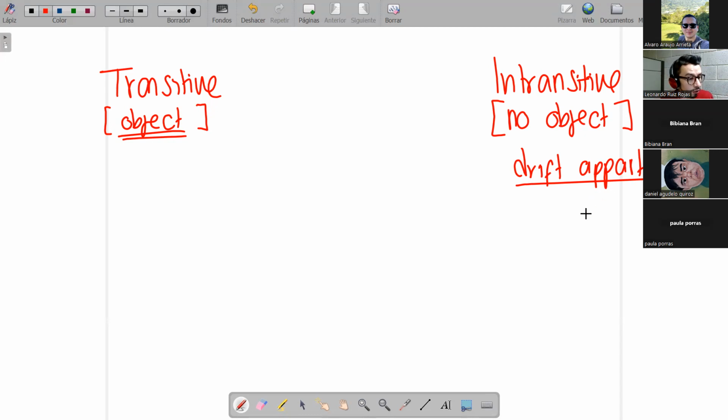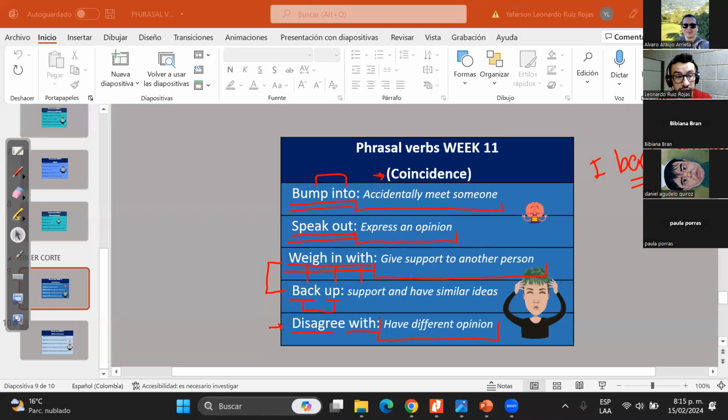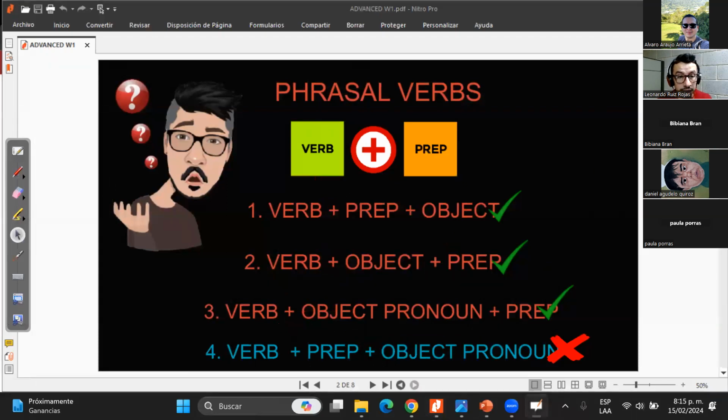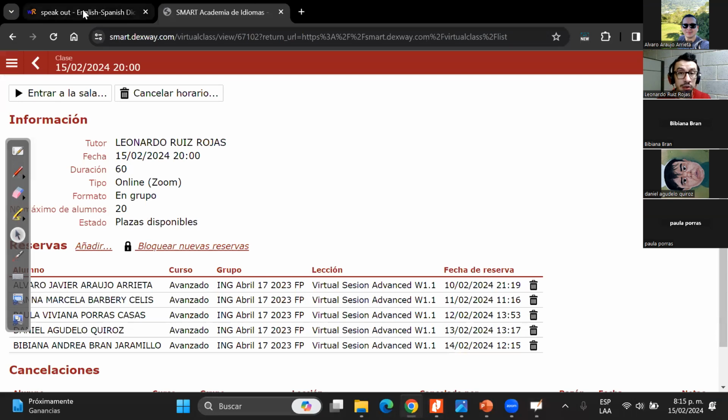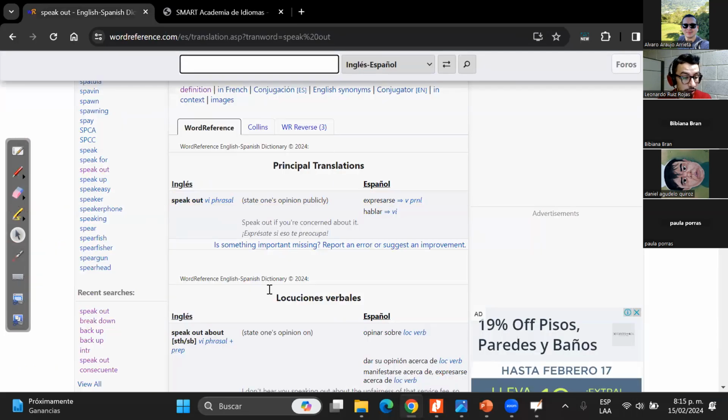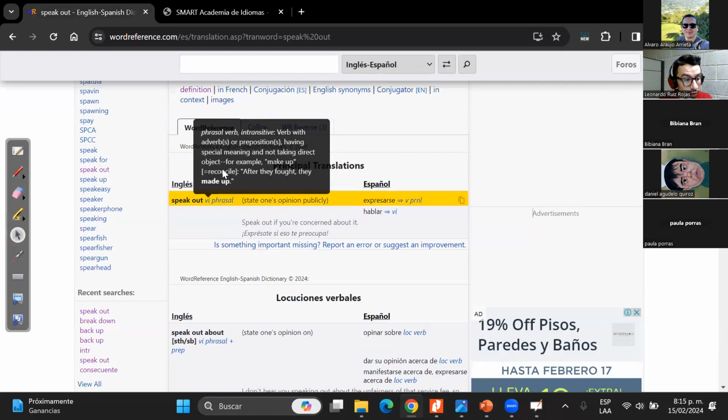¿Listo? Bueno, profe, ¿yo cómo hago para saber eso, si el verbo es transitive o intransitive? Bueno, muy fácil. If I have a verb and I want to know if the verb is transitive or intransitive, I am going to go to the dictionary. Ready? The dictionary is going to have the possibility to tell me if the verb is transitive or intransitive. For example, I have the verb speak out. Lo vimos ahorita, ¿cierto? We said speak out is to give the opinion of a person. Yes? Entonces, I go to the dictionary, and I write speak out, right? And it's going to tell me if it's transitive or intransitive.